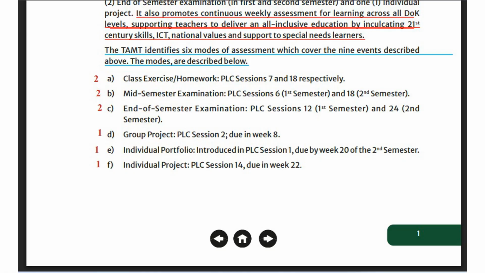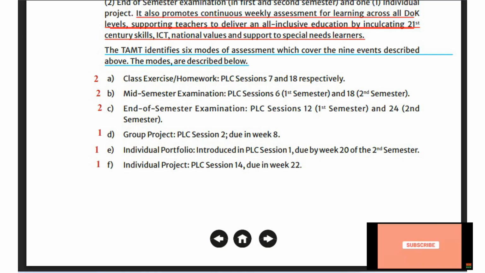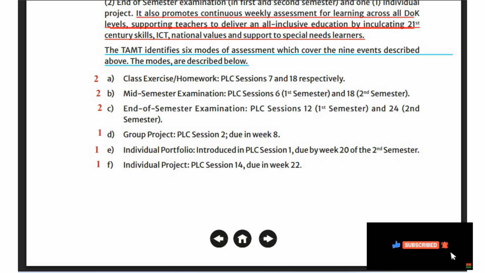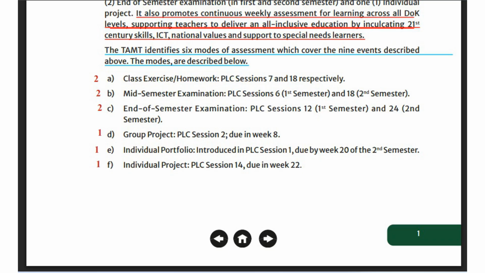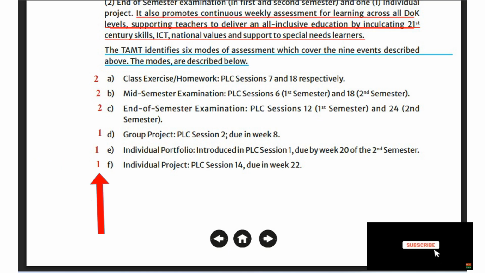Apart from each week having a particular assessment mode, there are 9 assessment events and 6 general modes of assessment for each academic year, which is made up of 2 semesters. The 6 modes of assessment are class exercise or homework, mid-semester examination, end-of-semester examination, group project, individual portfolio, and then individual project. The 9 events are the frequencies in which each of the assessment modes occur in one academic year.